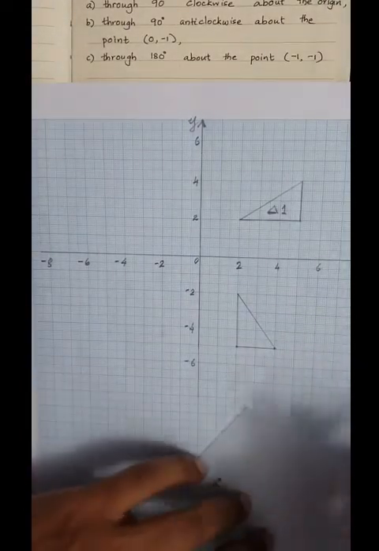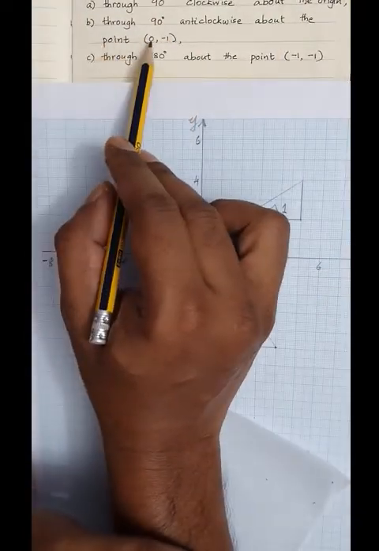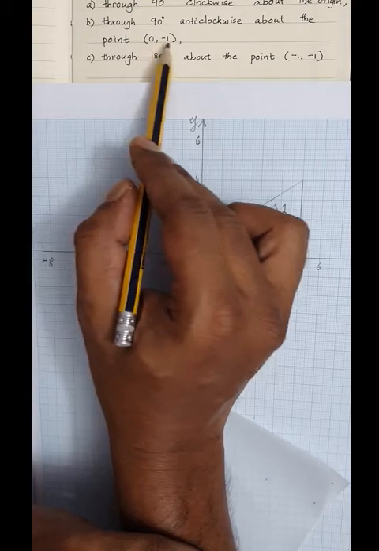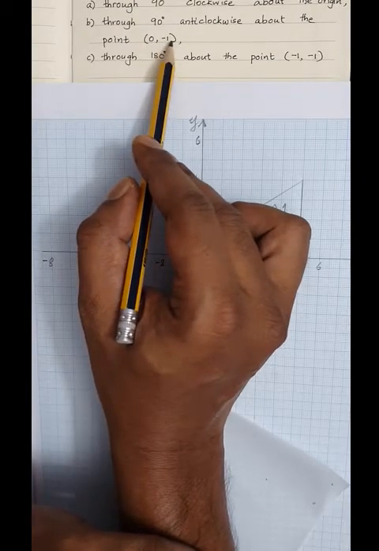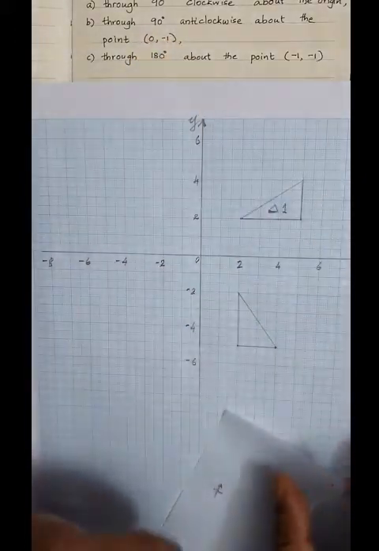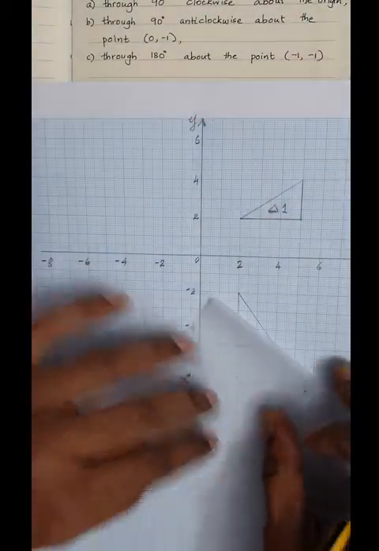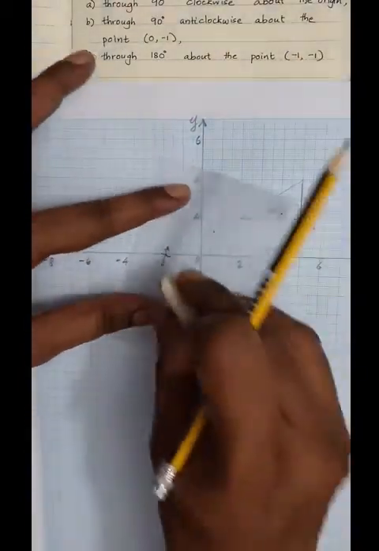Now the second question is, through 90 degree anti-clockwise about the point 0, -1. This time the center is changed to 0, -1. The object is the same triangle 1, and the angle is 90 degree anti-clockwise. Anti-clockwise or counterclockwise means the opposite of clockwise. So I'm going to erase the first center.